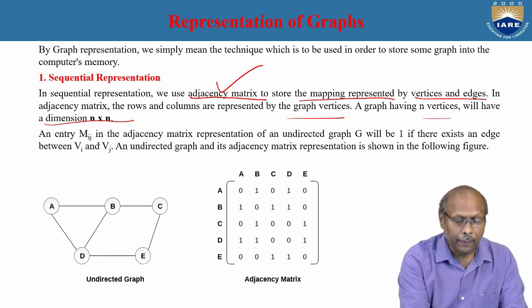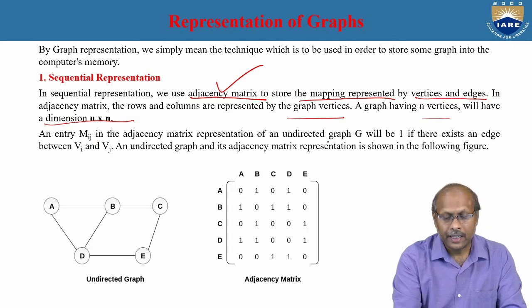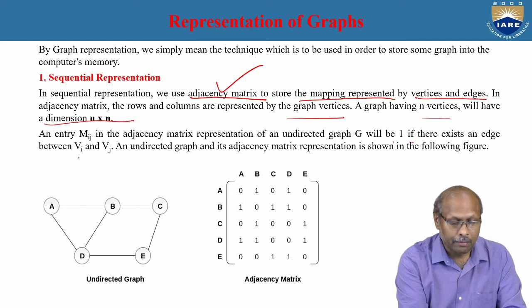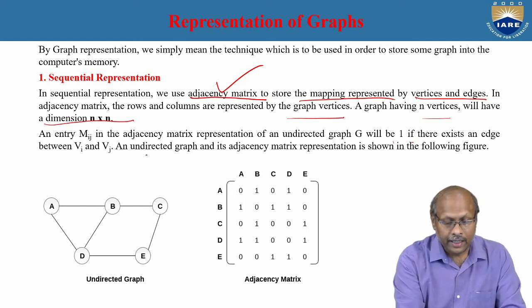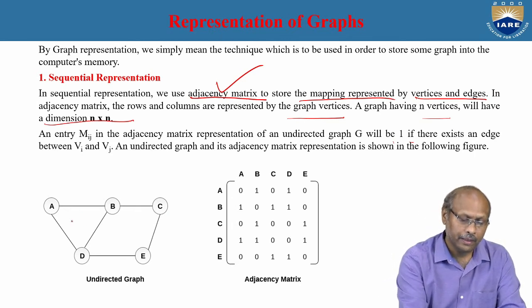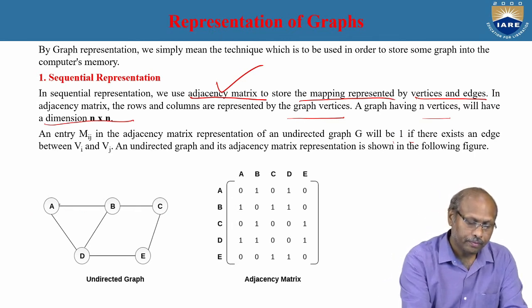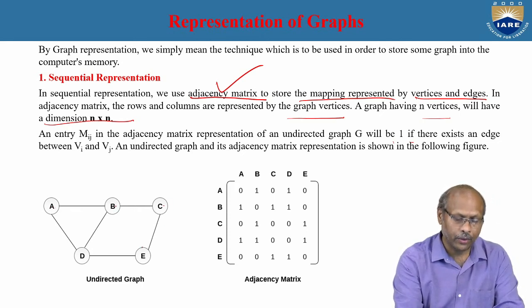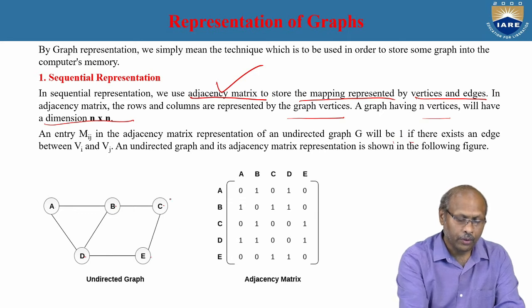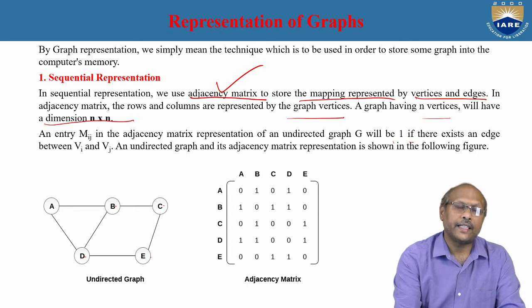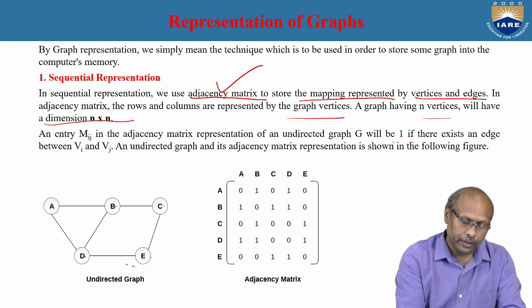An entry m of ij in the adjacency matrix of an undirected graph G will be 1 if there exists an edge between vertex i and vertex j. For an undirected graph, the adjacency matrix is represented as shown in the following figure. Please observe here. This is the undirected graph. A is one node, B is another node, C is another node, D is another node. The graph has 5 nodes and they are connected to each other. Direction is not mentioned here, so it is an undirected graph.